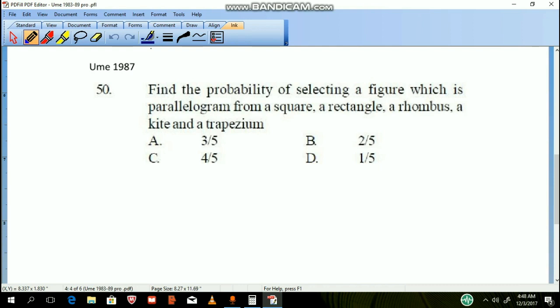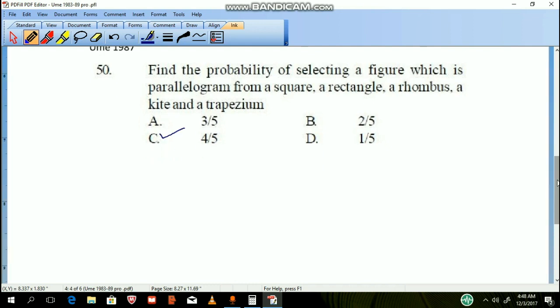Here, find the probability of selecting a figure which is a parallelogram from a square, a rectangle, a rhombus, a kite, and a trapezium. Okay, from here, a square is a parallelogram. That's one. Likewise, a rectangle, two. A rhombus, three. A kite, four. But trapezium is not a parallelogram. So our answer will be 4 over 5.